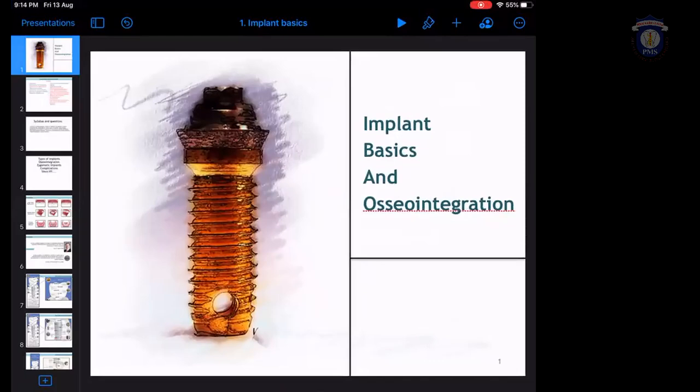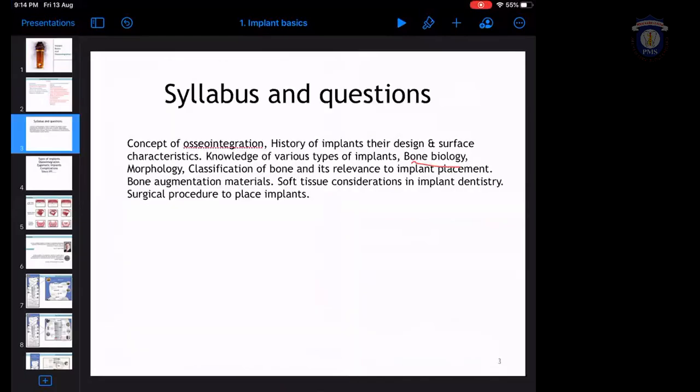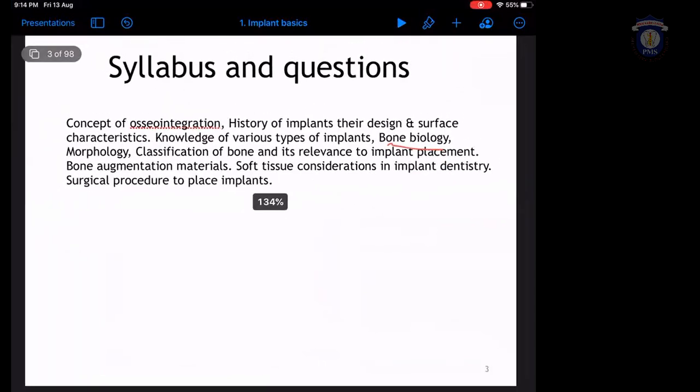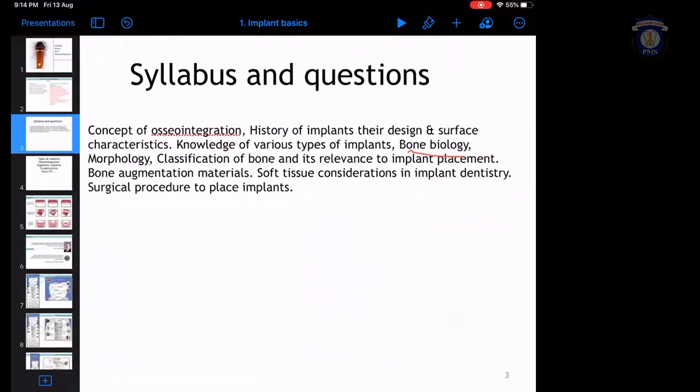So usually questions come like concept of osseointegration, history of implants, surface characteristics, knowledge of various types of implants. This is the syllabus. Okay, usually it comes like this. And the bone biology, the morphology, classification of bone, and its relevance to implant placement, bone augmentation, graft materials, everything comes under this implant. This is in the syllabus.